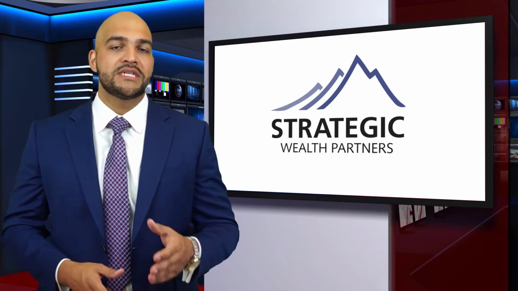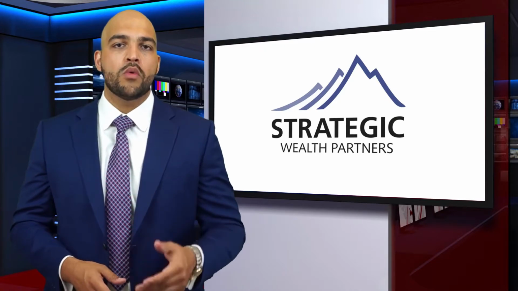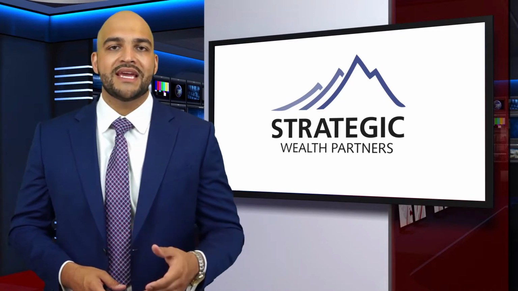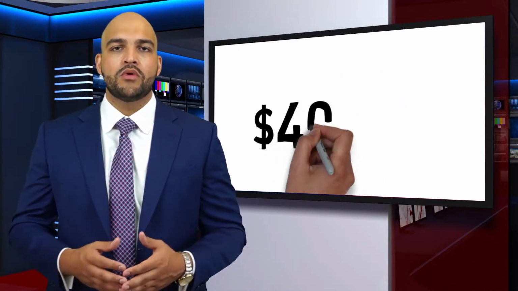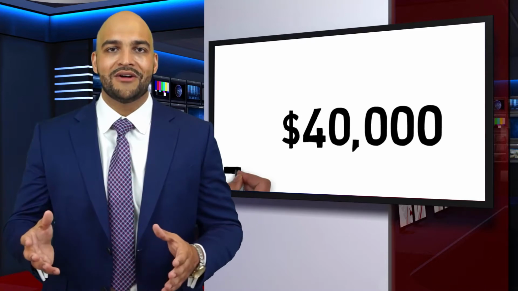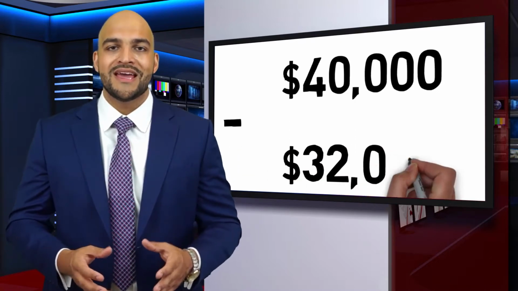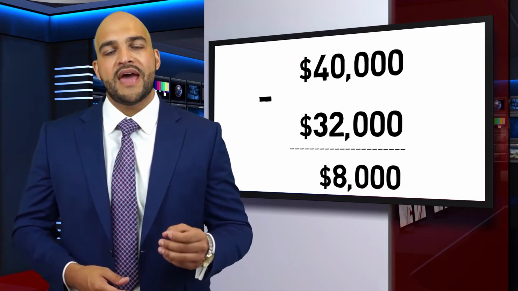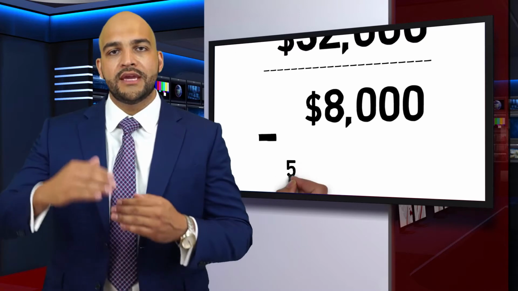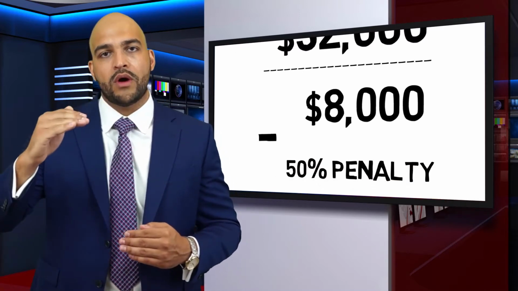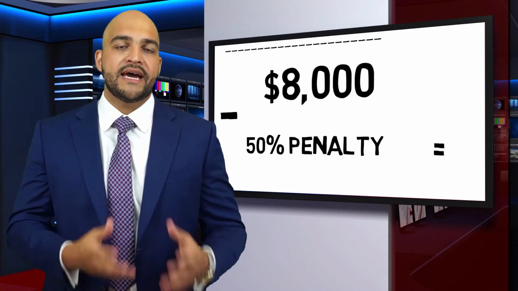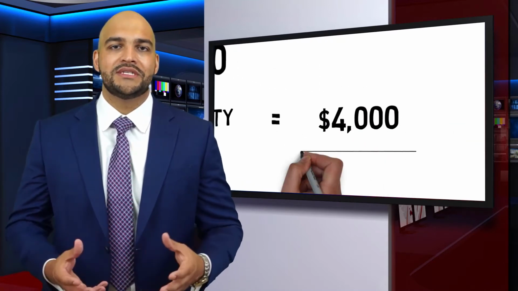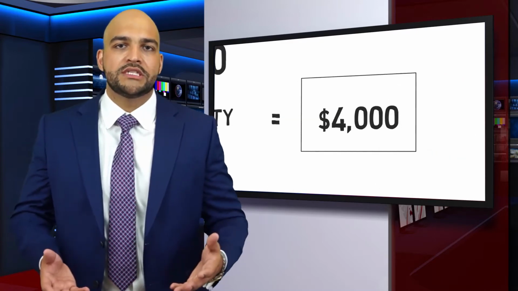It's really important to take that distribution in time, because if you don't, remember that 50% penalty is going to apply on the amount that you should have taken out but didn't. So in our example where you're required to take out $40,000, you only took out $32,000. If you forgot, you were on vacation or whatever, and you didn't take that distribution, then you would have a 50% penalty on the $8,000 difference of the amount required and the amount that you actually took. So in that situation, you would have to pay a $4,000 penalty to the IRS. And it's just really silly to have that, because it's unnecessary.